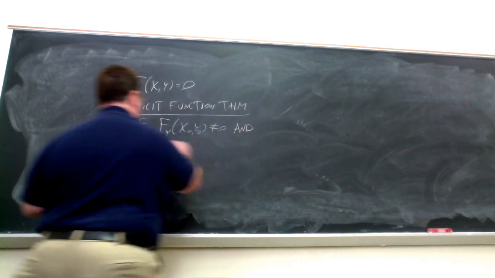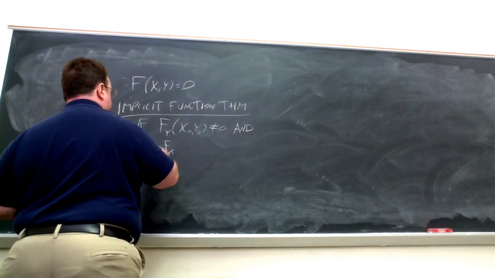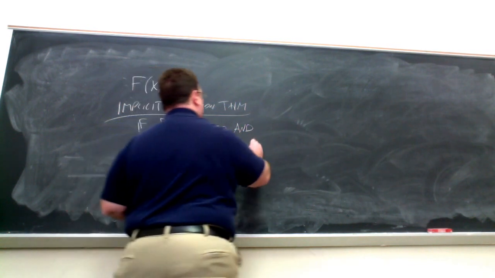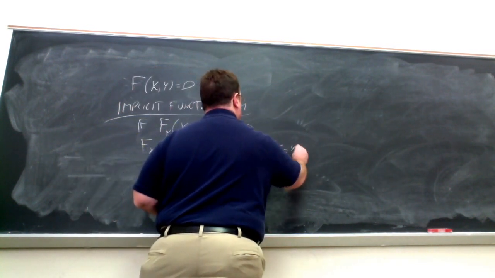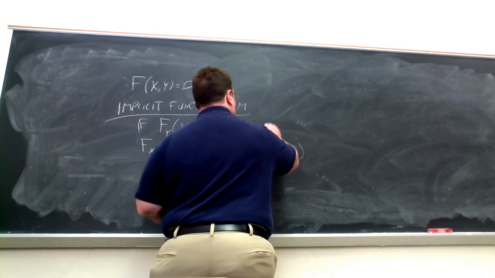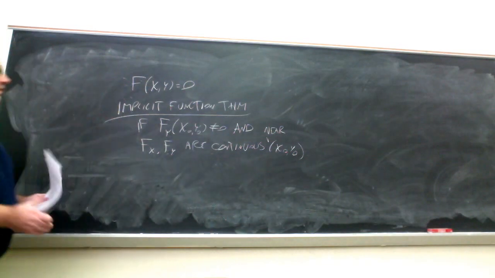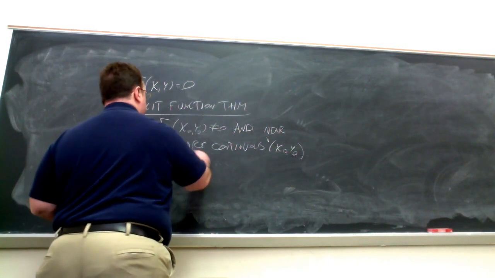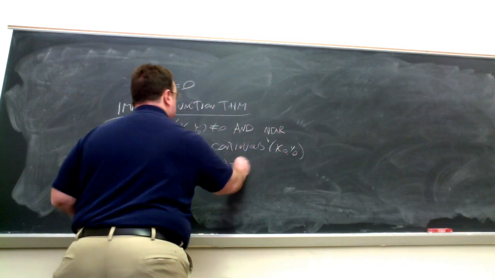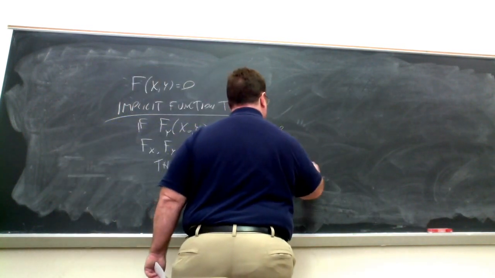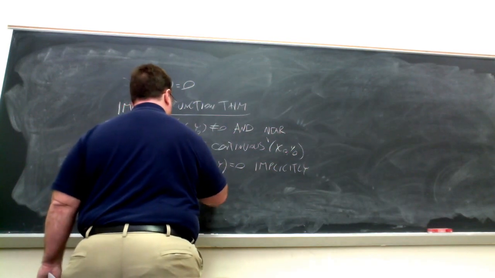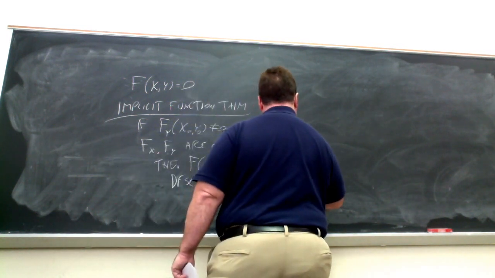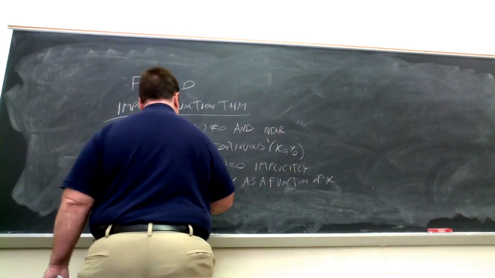and if both partials of F with respect to x and y are continuous, which for functions we deal with in this kind of class they generally are, so if they're continuous near that point, then we can say that this equation, F of x, y equals 0, implicitly describes y as a function of x, at least near this point.